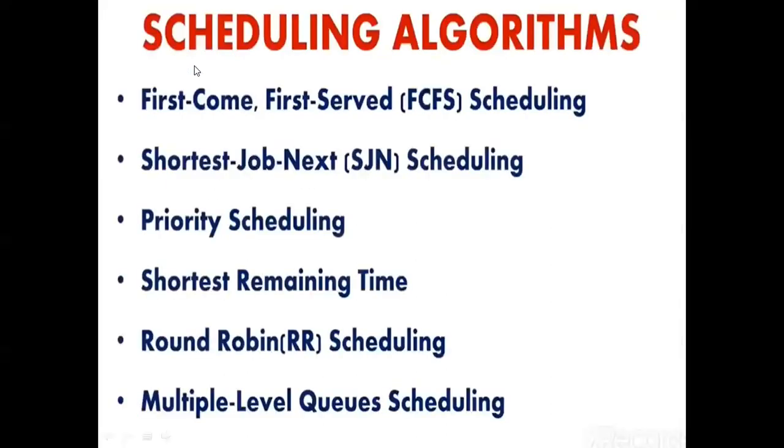Here are some of the scheduling algorithms: first come first served (FCFS) scheduling, shortest job next (SJN), otherwise called shortest job first (SJF) scheduling algorithm, priority scheduling algorithm, shortest remaining time (SRT) scheduling algorithm, round robin (RR) scheduling algorithm, and then multi-level queue scheduling algorithm.